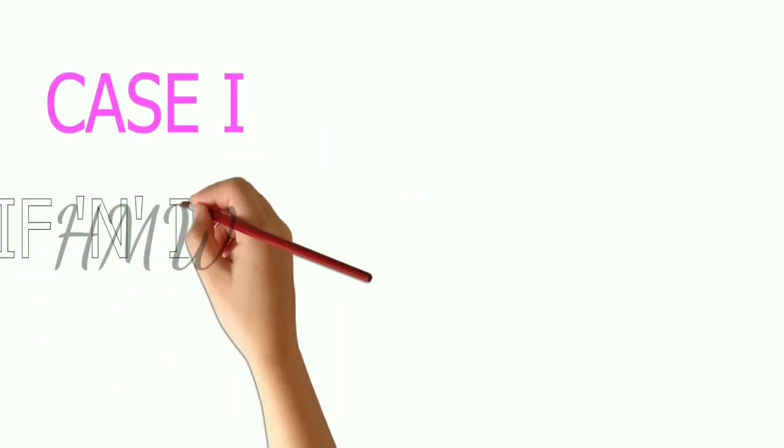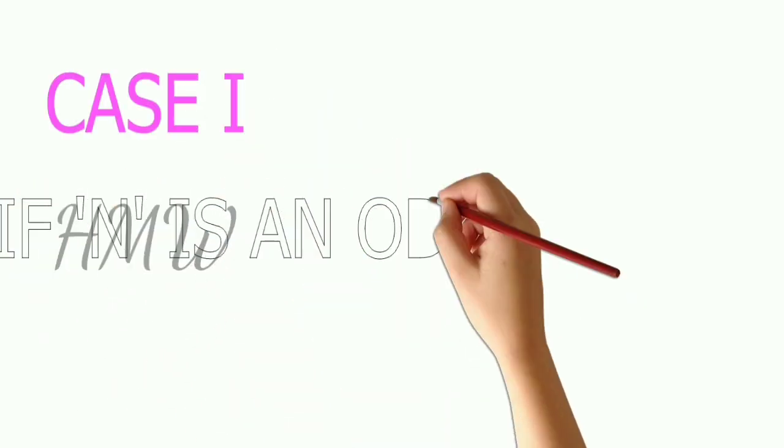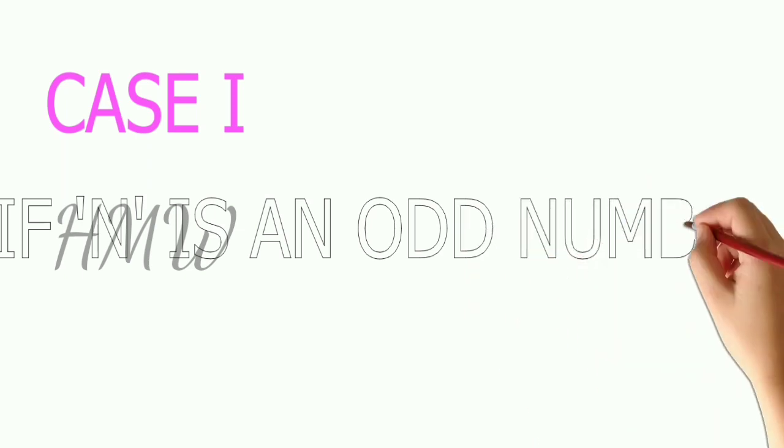Let us now start with an odd number. So case 1 is if n is an odd number. If n is odd, for example, take n as 5. We are given the least number. We are going to find a Pythagorean triplet corresponding to this number.